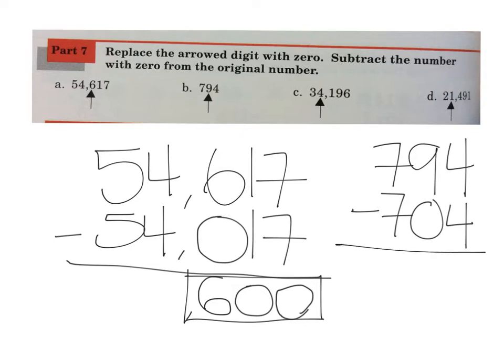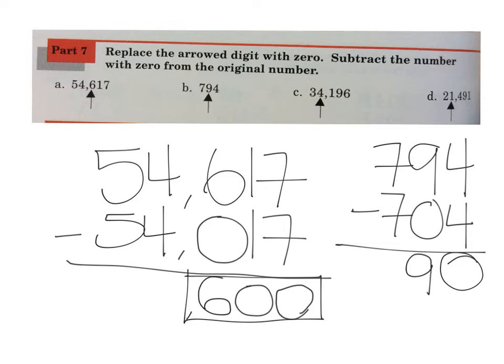I'm going to subtract 4 minus 4 is 0. 9 minus 0 is 9. Oops, sorry. 4 minus 4 is 0. And then 9 minus 0 is 9. And then 7 minus 7 is 0. So the value, how much that 9 is worth, is 90.